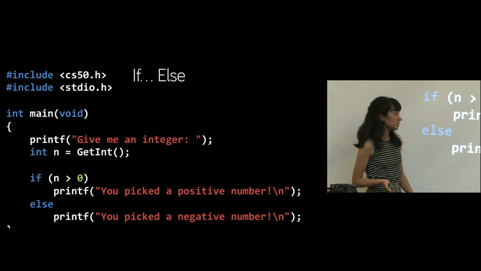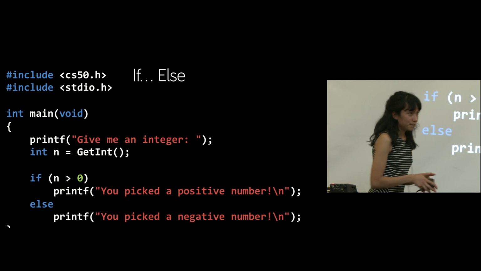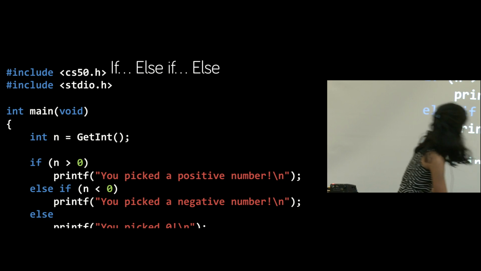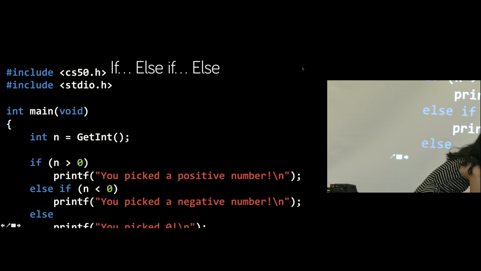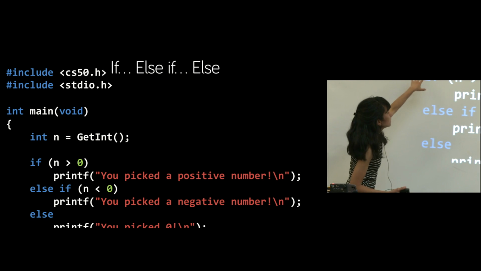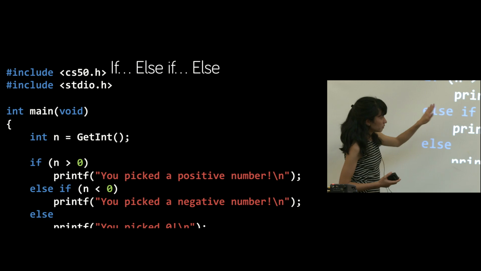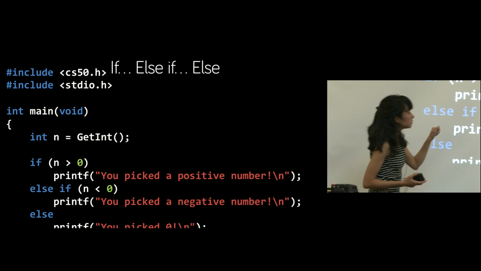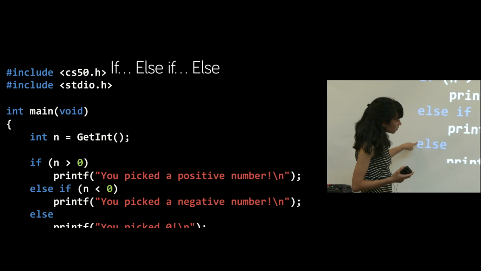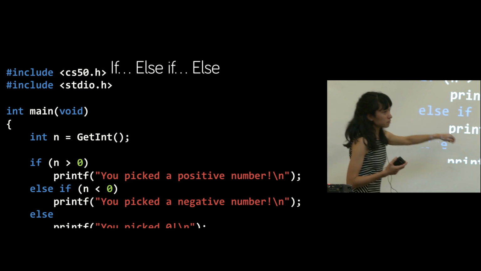Because 0 is not really a negative number. So let's see if we can fix that. All right, well, you can probably imagine what this says, right? So if n is greater than 0, we print you picked a positive number. Else if n is less than 0, you picked a negative number. Else, you picked 0.